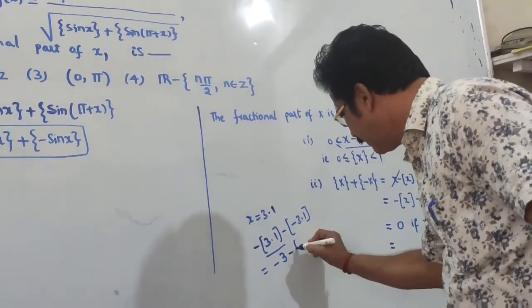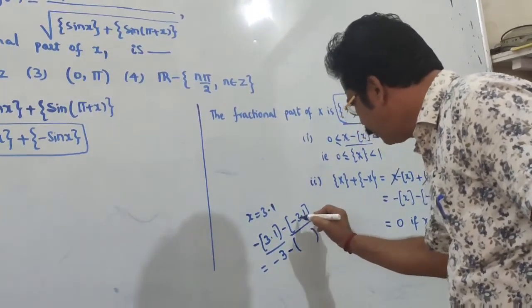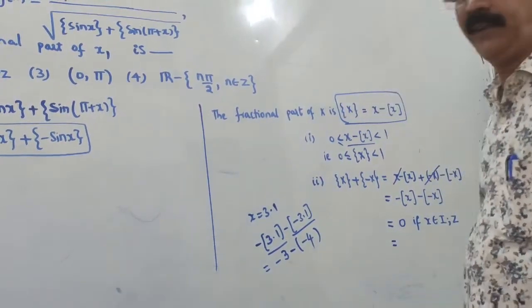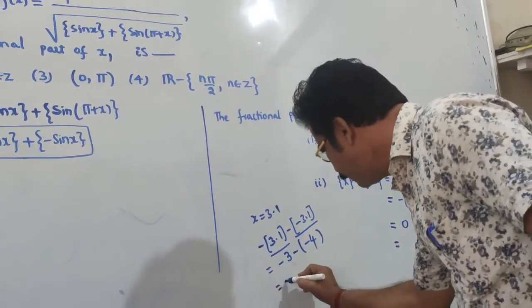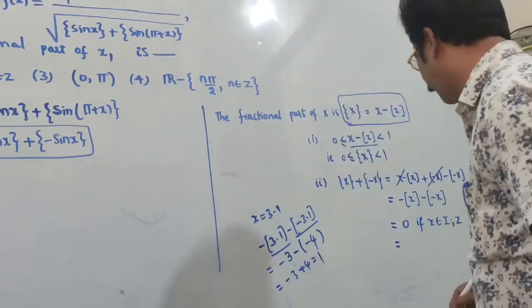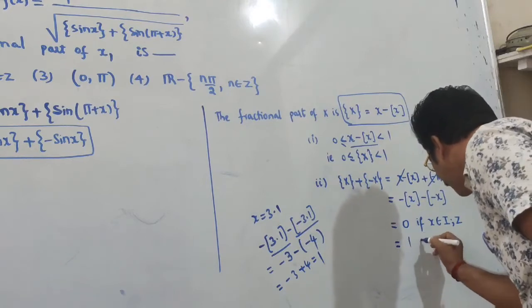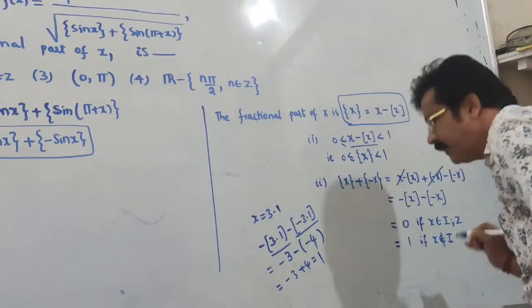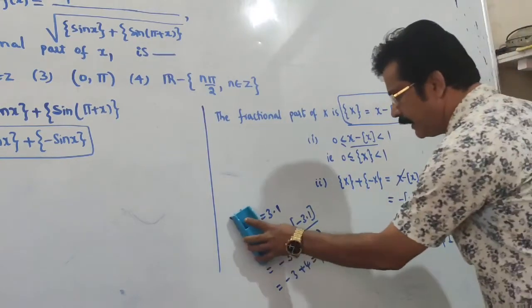Minus bracket. What is its value? It's the left side integer, the next immediate integer, minus 4. That is equal to minus 3 minus into minus plus 4. That is equal to plus 1. So it is equal to 1 if x does not belong to integer.